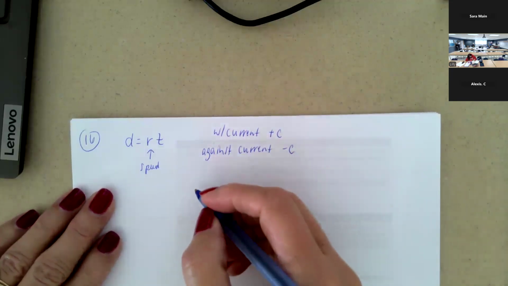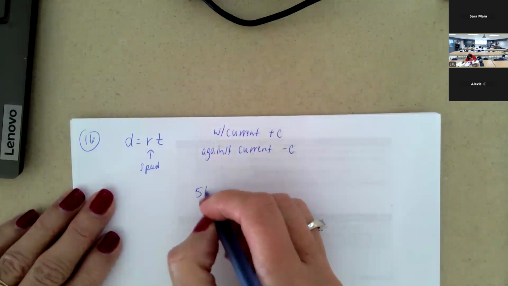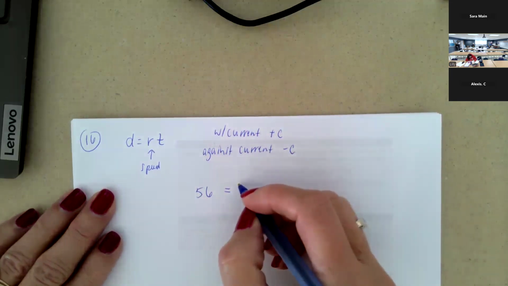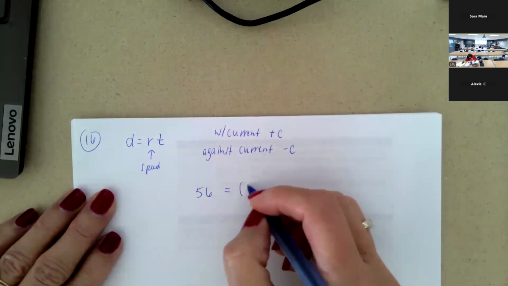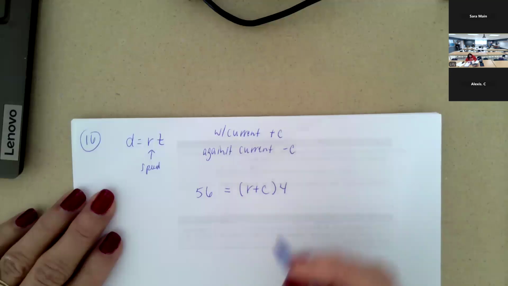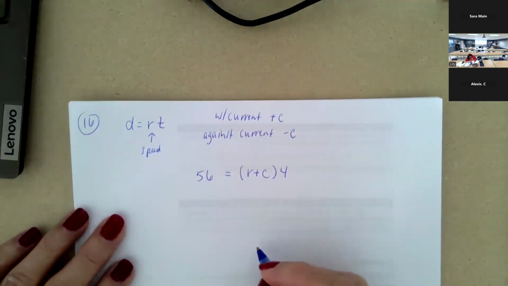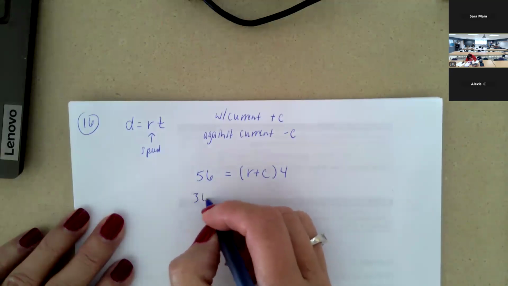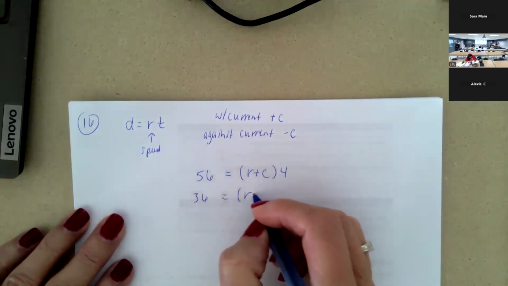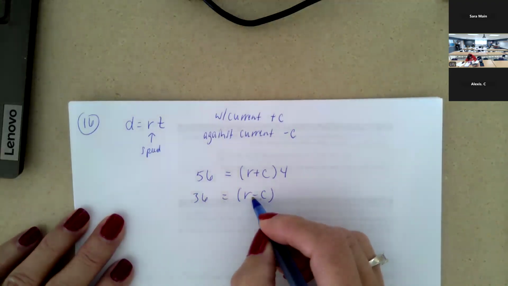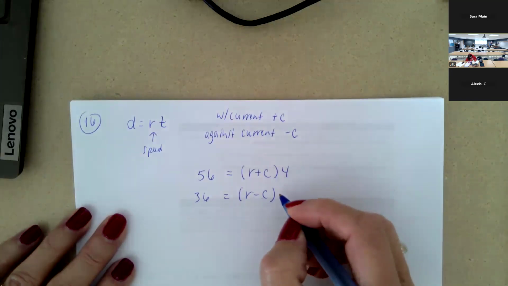So we know that we traveled a distance of 56 when we were going with the current. So our rate plus whatever the current is times 4 hours. And then we traveled only 36 kilometers when we were going against the current. So it was slowing us down. So we have to subtract the current from our rate. And that took us 6 hours to do that.